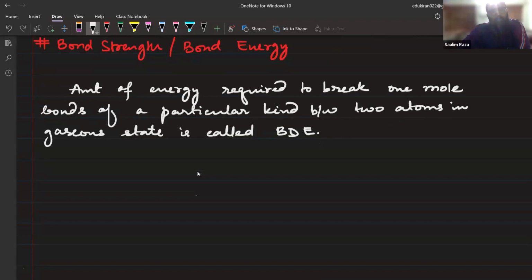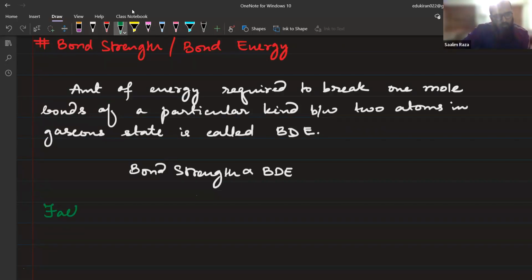ठीक है. So obviously if there are two atoms which are having a high bond strength, दोनों के बीच में bond बहुत मजबूत है, the bond is very strong, so it will require more energy to be broken, है ना? So we can write bond strength is directly proportional to bond dissociation energy. After this, we are going to write the same thing as we have written previously. Factors affecting. Please write these things with me. Sir, what is BDE? Bond strength, bond dissociation energy.